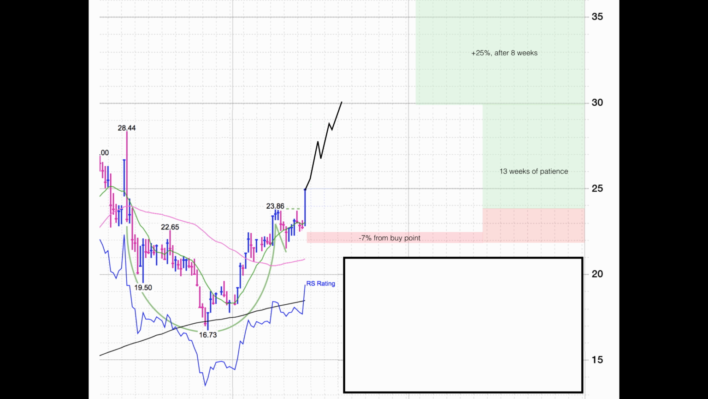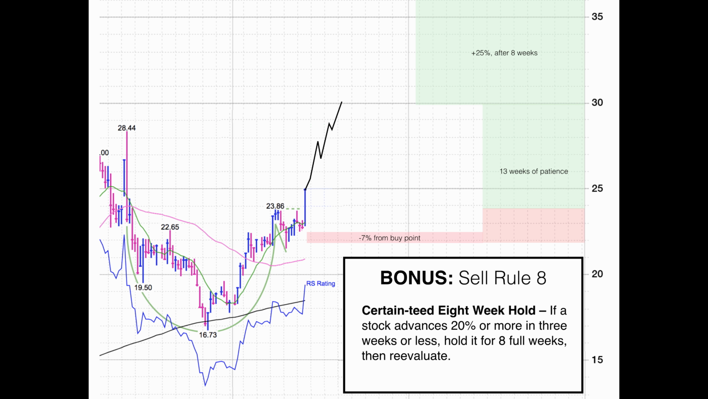So, what happens if a stock just goes to the moon? Here's a bonus. Sell rule number 8, the certainty 8-week hold rule. If a stock advances 20% or more in 3 weeks or less, hold it for a full 8 weeks, then reevaluate. Now, this isn't really a sell rule. This is a don't sell rule. This is a suspension of most of the other sell rules. And I'm not going to go into that in detail here.